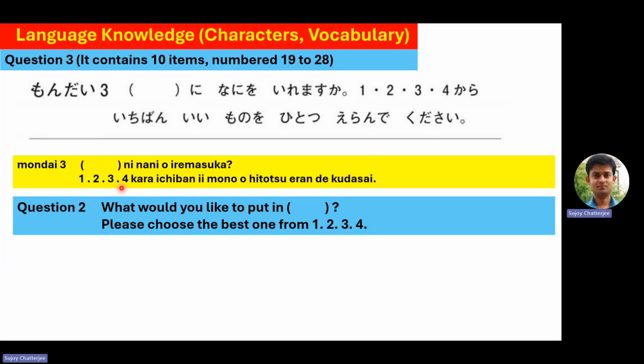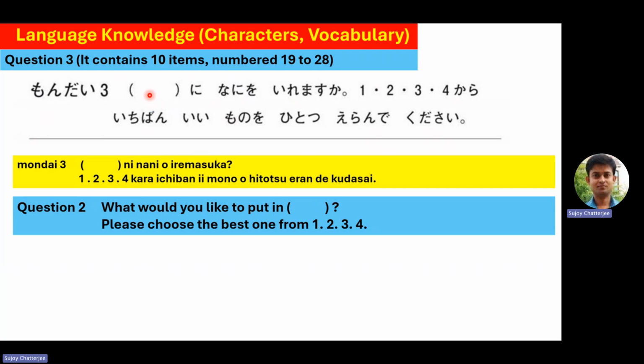And the second line is still the same. Ichiban ii mono o hitotsu erande kudasai. Please select the best answer. Ichi ni san yon kara, from 1 to 3 4. So what would you like to put in this space? Please choose the best one from 1 to 3 4. So now you have to select the entire word. So now they will not provide any word here.